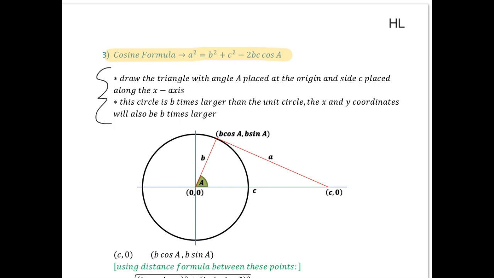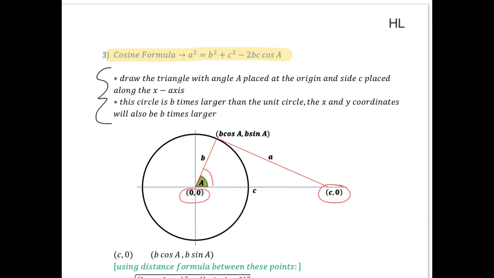So the first thing we do is to draw this triangle we have here, where the angle A is placed at the origin, 0, 0, and the side C is placed along the x-axis, this side here of length C, which means that this point out here is C in the x and still 0 in the y.